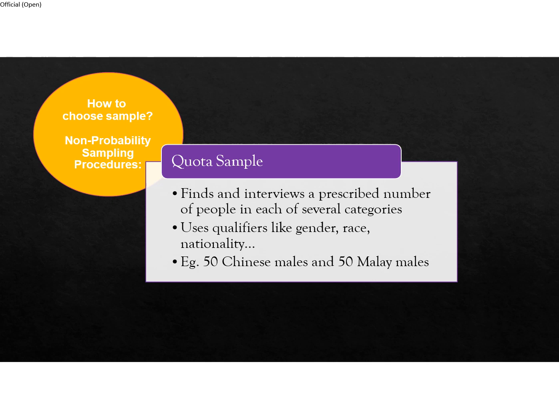Next is the quota sample. The quota is simply that you need to find and interview a prescribed number of people in each category, using certain qualifiers. You need to interview eight persons, 4 of them must be male and 4 of them must be female. So there's some restriction, or 50 Chinese males or 50 Malay males. So this is a quota based on some prescribed numbers.